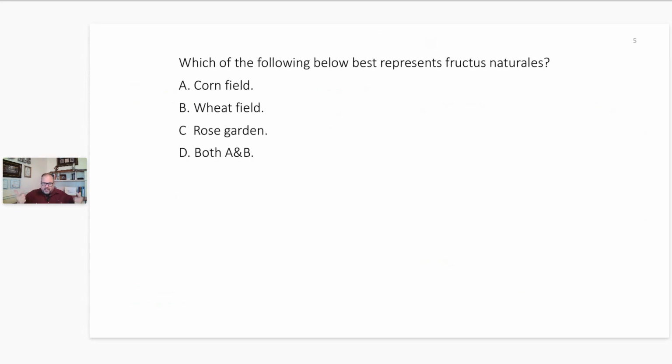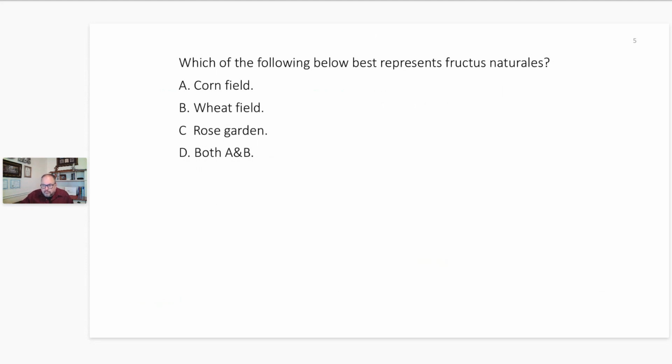Now, the question is, which of the following below represents fructus naturals? So you have to look at this and ask yourself, you're at the test center, what is fructus naturals? Those are perennials, permanent, real property. So I'm not looking for something I can harvest. I'm looking for something permanent. Now, saying that, what would be your best selection?